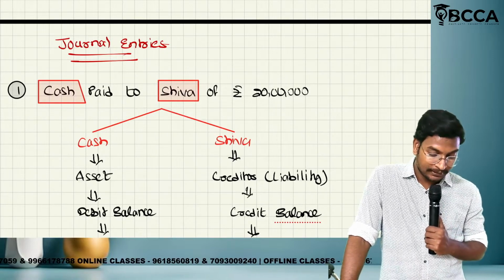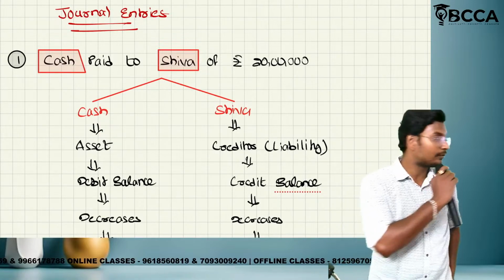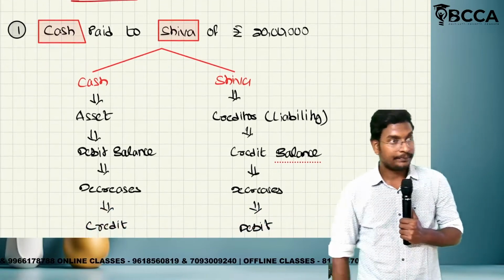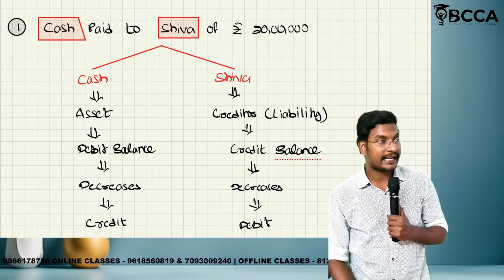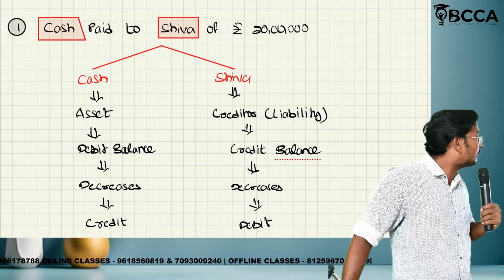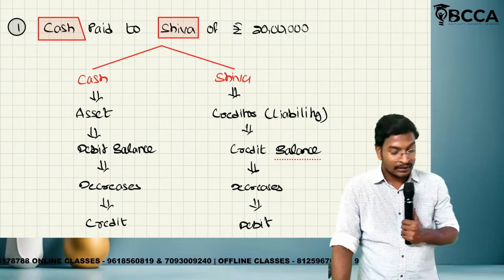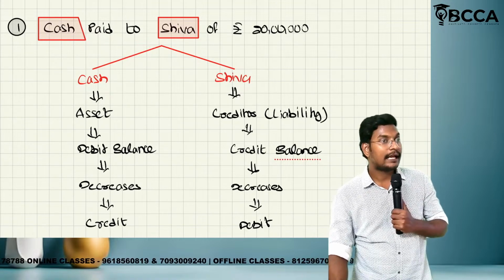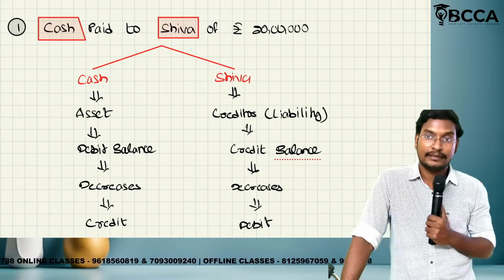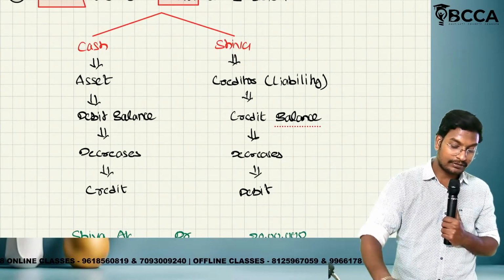Yes or no? Yes. So the first entry we discussed: cash paid to Shiva, rupees how much? 20 lakhs. Here the two outcomes are cash and Shiva. Even though this is a cash transaction, the person will come into the picture, because there is no other asset if you observe. So cash and Shiva. Cash means an asset having a debit balance. Cash paid means decreasing or increasing? Decreasing. So what do we have to do? We have to do the credit. Next one, Shiva.